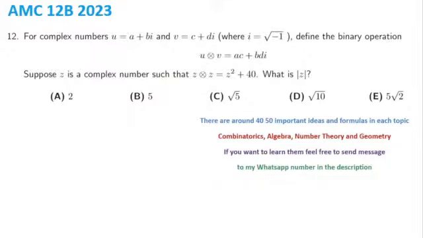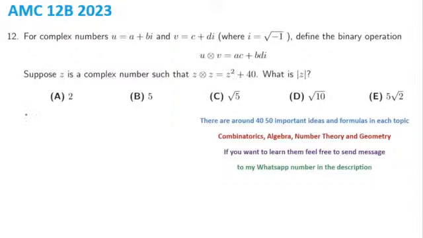AMC 12B 2023 problem 12. For complex numbers u equals a plus bi and v equals c plus di, where i equals the square root of -1, define the binary operation u cross v equals ac plus bdi. Suppose z is a complex number such that z cross z equals z squared plus 40. What is the length of z?